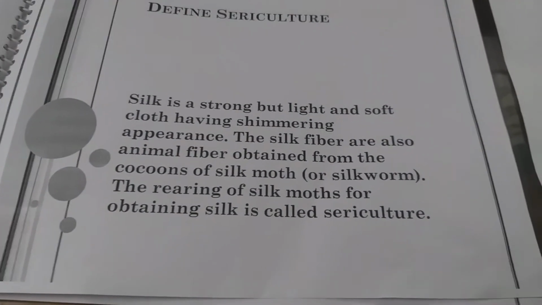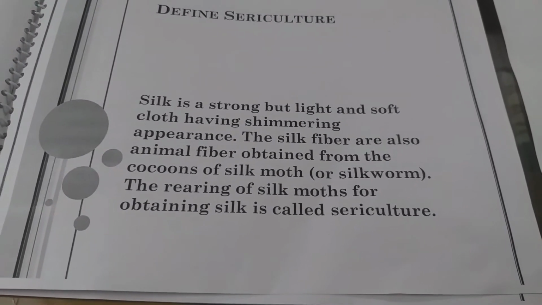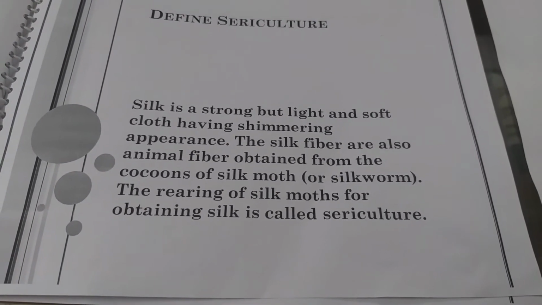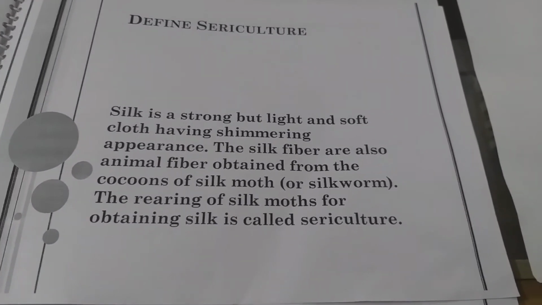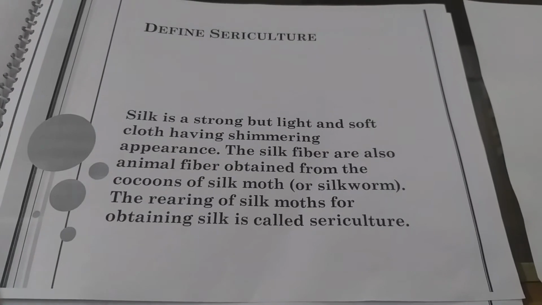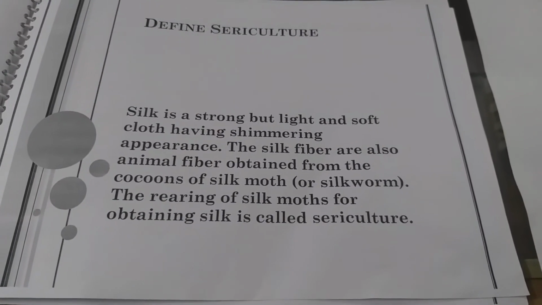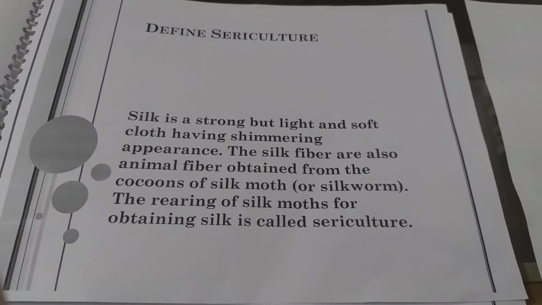Sericulture. Silk is a strong but light and soft cloth having a shimmering appearance. The silk fibers are also animal fibers obtained from the cocoons of silk moth or silkworm. The rearing of silk moths for obtaining silk is called sericulture.